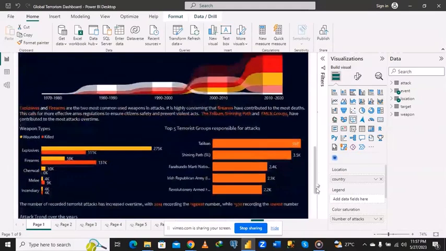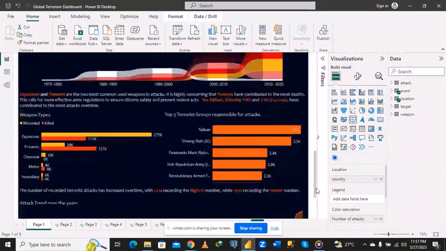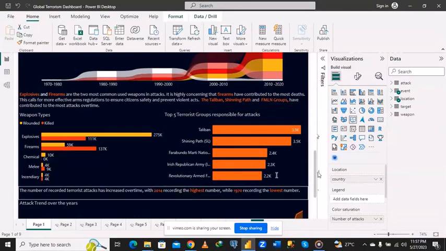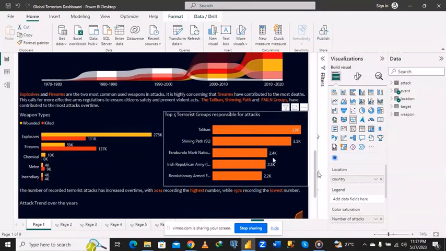Moving on, we go to our next bar chart, which shows the terrorist groups responsible for these attacks. You can see that the Taliban and the Shining Path are the two top groups responsible for the highest number of attacks. It is worth noting that an unknown group was excluded from this chart. This was just to show the known groups and the top 5 known groups that were responsible for the attacks.